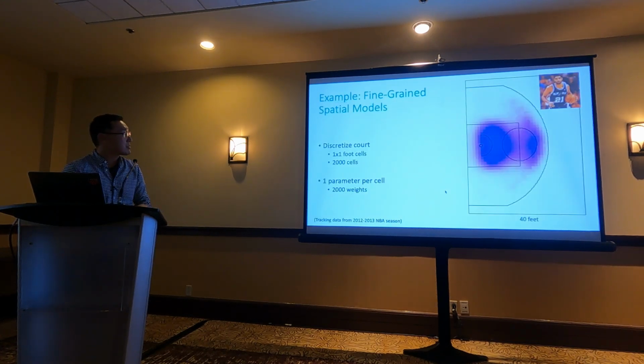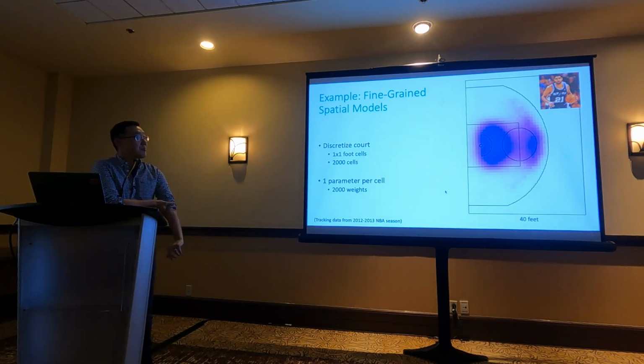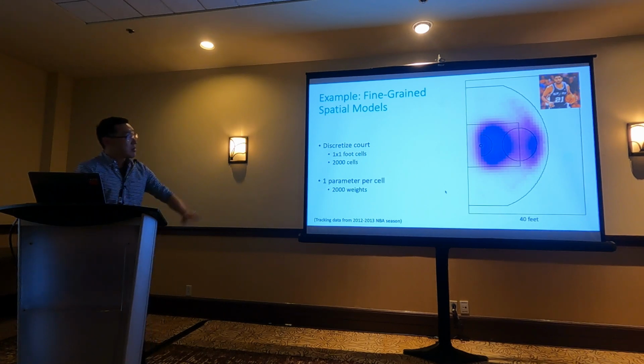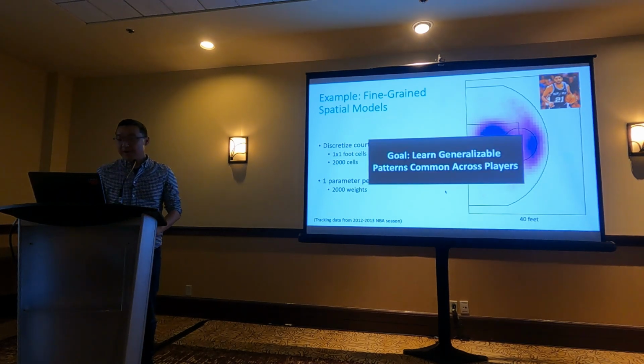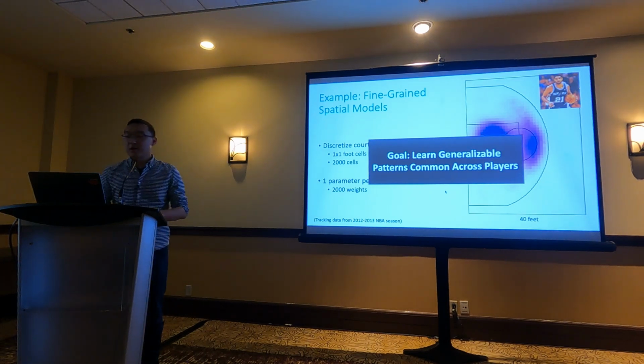Here's one of my favorite ones. This is an application in fine-grained spatial modeling of basketball gameplay. So here, the data set is as follows. We have tracking data from the 2012-2013 NBA season. For the purposes of this model, we've discretized the half court into 1 foot by 1 foot cells. So there's about 2,000 cells here. And what you're seeing here is the propensity map of the shooting profile of one of the best NBA players to play during that era, Tim Duncan. And the idea is to learn generalizable patterns of shooting propensity across players.